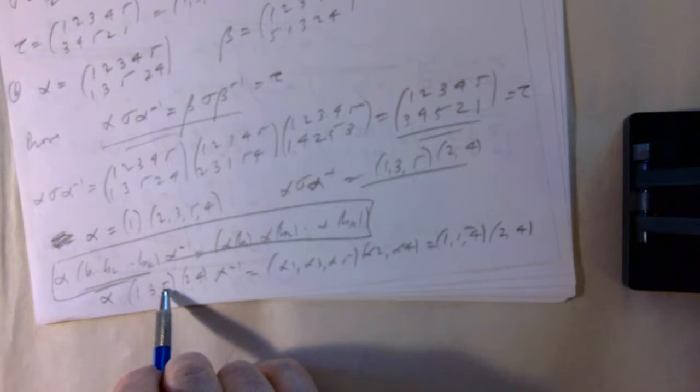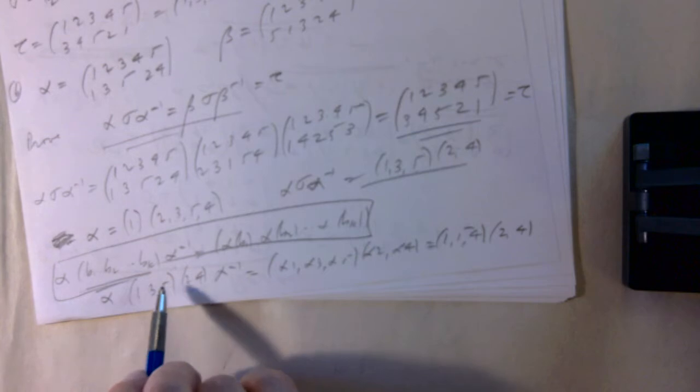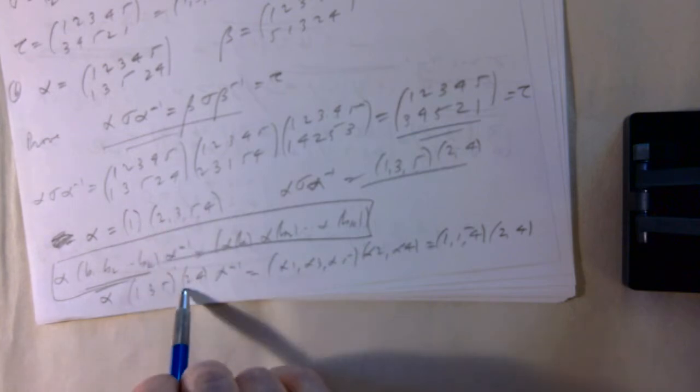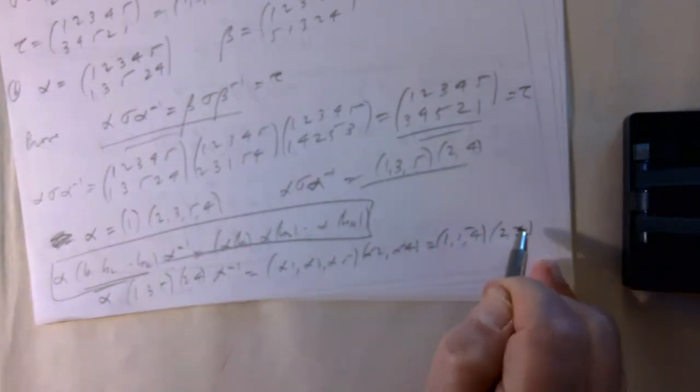Let's see. Alpha of 5 is, alpha of 2 is 3. Oh, alpha of 4 is 2. So let me just double check this calculation because there's one part of it I don't like.